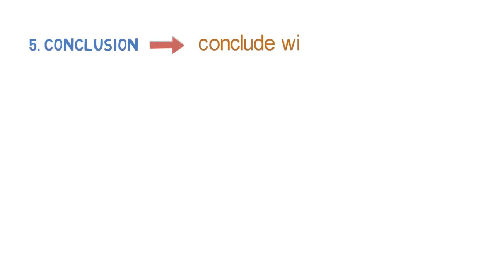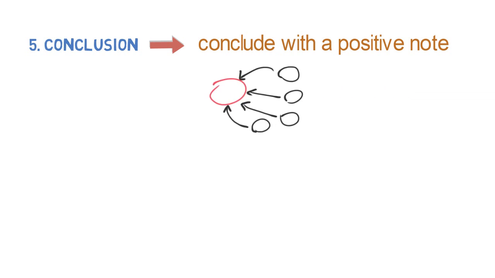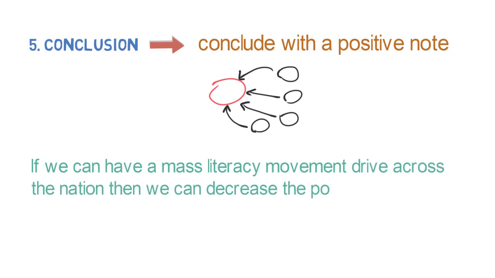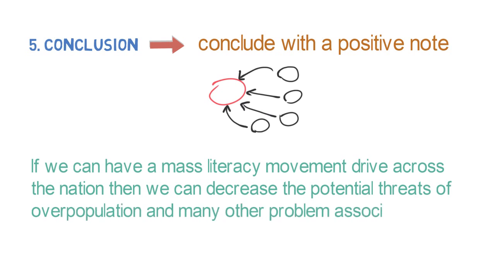After explaining the potential benefits of it, let's look into the fifth and final step, which is conclusion. We must try to conclude in a positive note. Here, all the points that we discussed prior must be combined and a common point needs to be addressed. We can write the conclusion in this way. If we can have a mass literacy movement drive across the nation, then we can decrease the potential threats of overpopulation and many other problems associated with it.